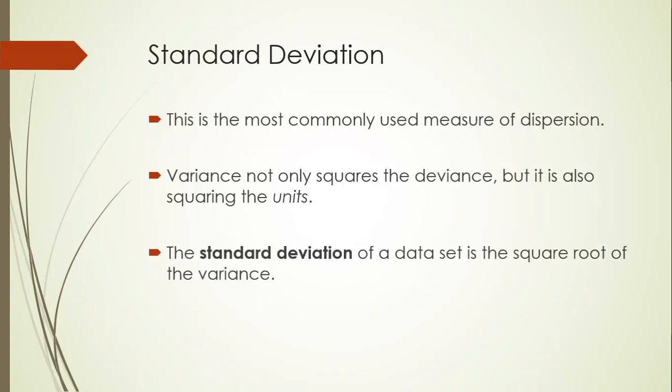So standard deviation takes care of this problem because standard deviation is just the square root of the variance. So you find the variance just like we just did in the last couple slides, and then you just take the square root of it and you're going to have the standard deviation, and that's going to be a pretty good measure of dispersion.